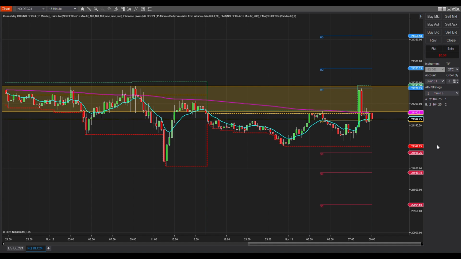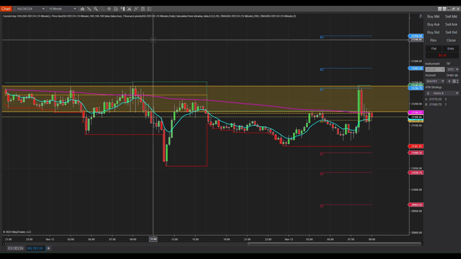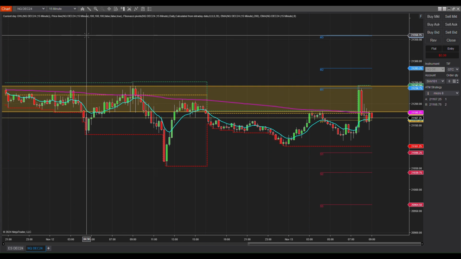Okay guys, it is 8:45. We do have our opening range that was formed. Let's go over this chart here. Somebody was asking me what I have on this chart. Everything on here, they're all free indicators.